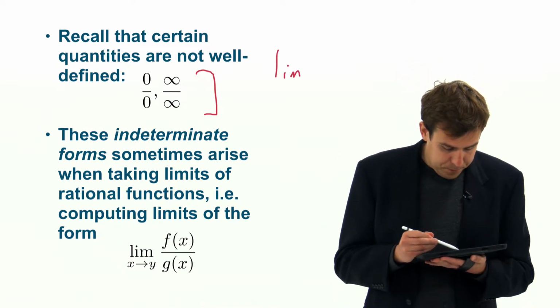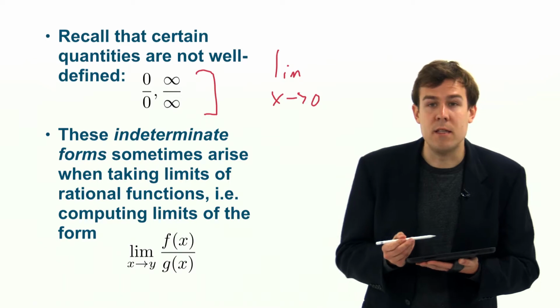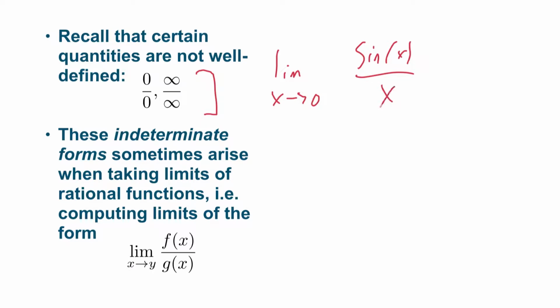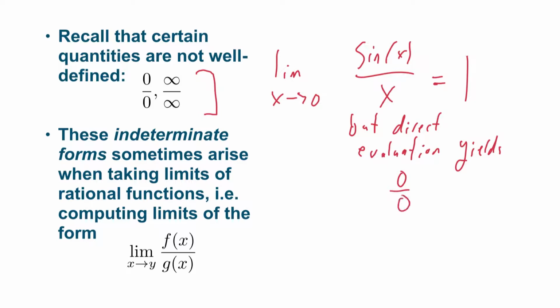For example, we saw in submodule 1.4 that sine of x over x as x tends towards 0 is equal to 1. But direct evaluation, that is, if I simply try to plug in 0 in all the places for x, this yields 0 over 0, which is bad. So these types of limit problems are what we're referring to in this submodule.